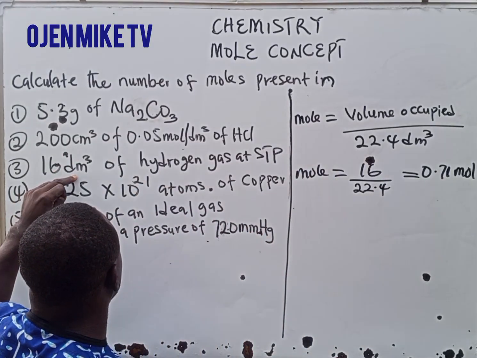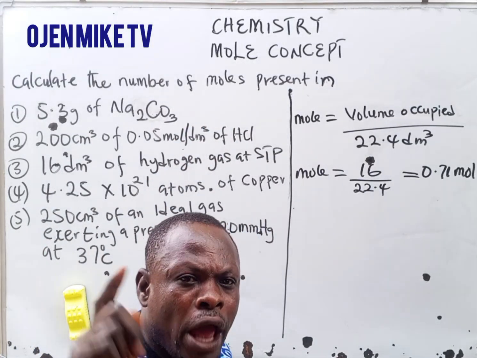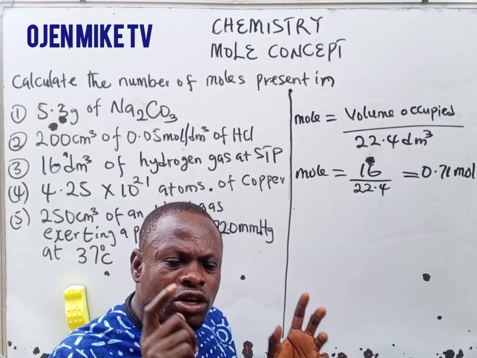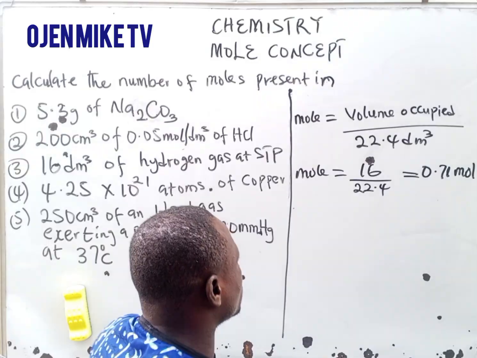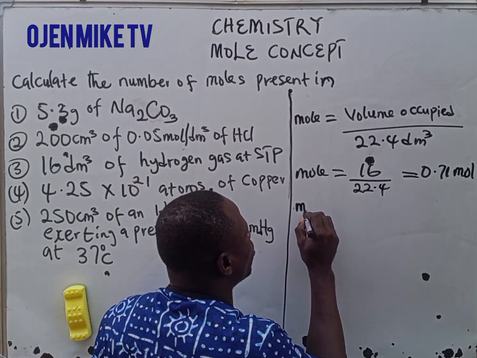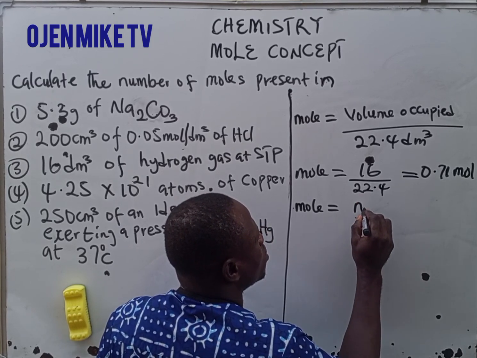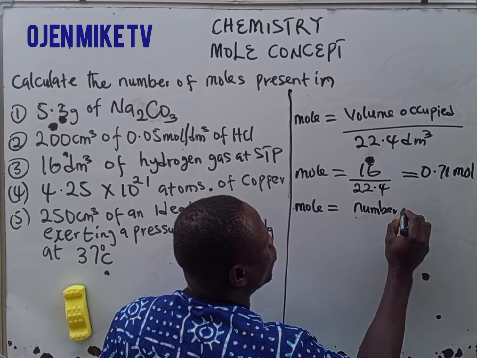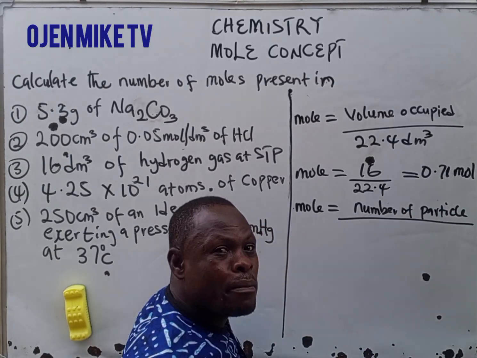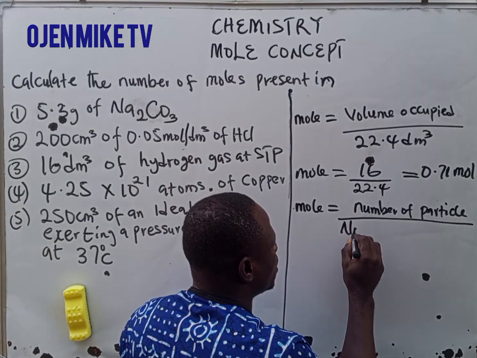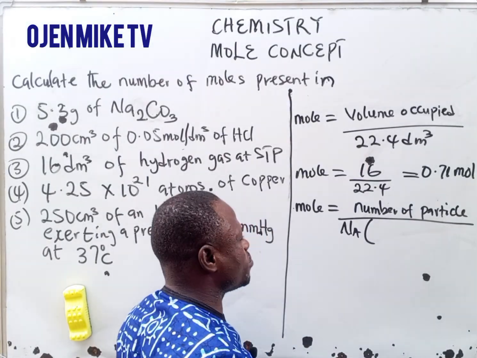Look at the question: calculate the number of moles present in 16 dm cubed of hydrogen gas. Now the fourth one: when mole is given in particles, when you are asked to calculate the number of moles present in a number of particles, you use Avogadro's constant. You say mole is equal to the number of particles divided by Avogadro's constant. Na is how you represent Avogadro's constant.